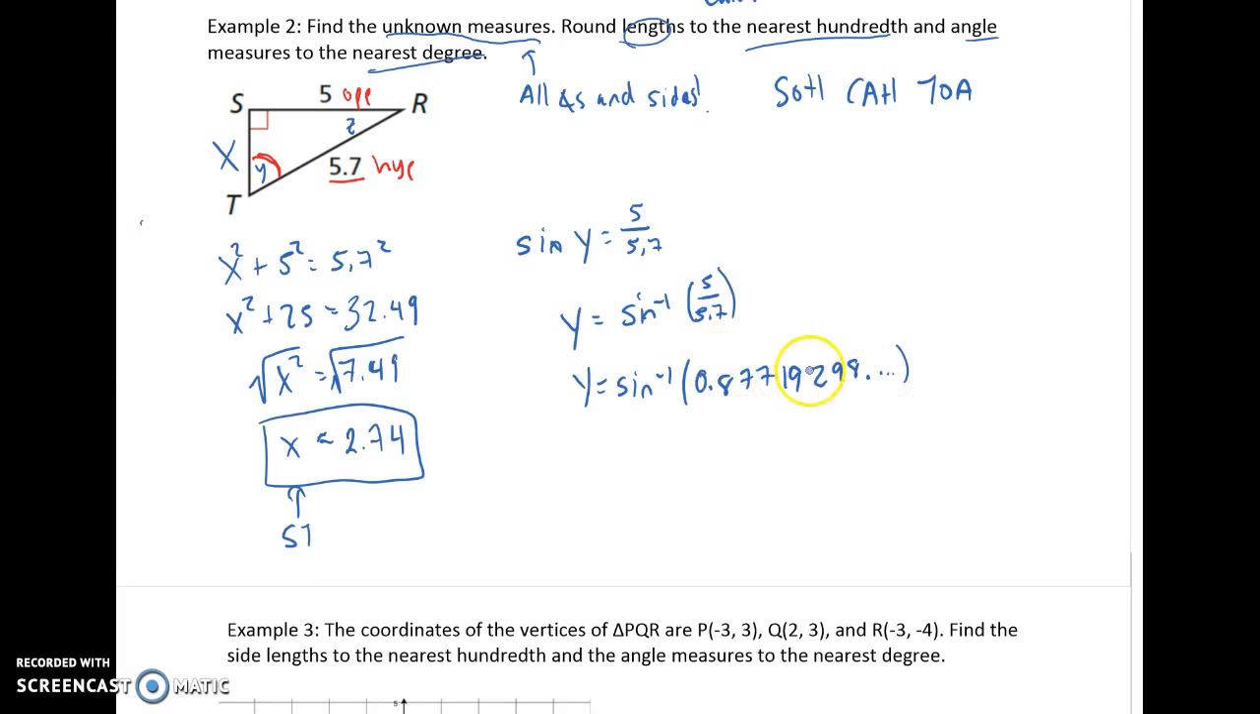I'm going to keep that exact number in my calculator, and then I hit my second button and sine, and the answer is approximately 61 degrees. All right, and that should be angle T, right? So that is the measure of angle T. Now what you can do is you can go ahead and use the 5 and the 5.7 with the z now, using 5 as your adjacent and using cosine to double check.